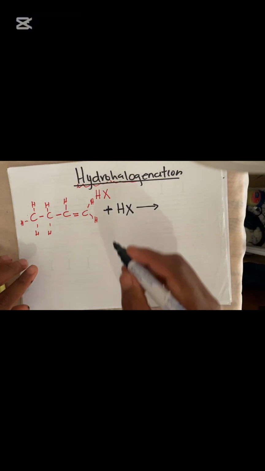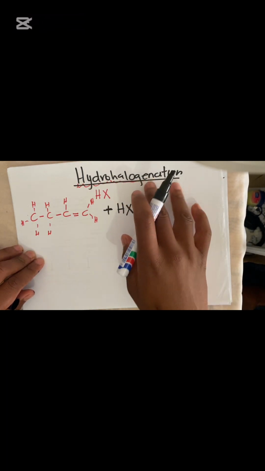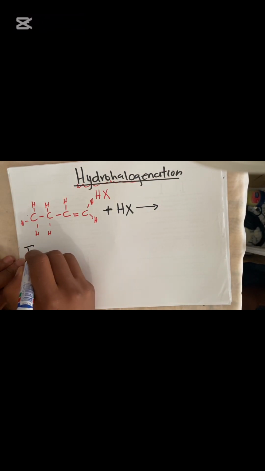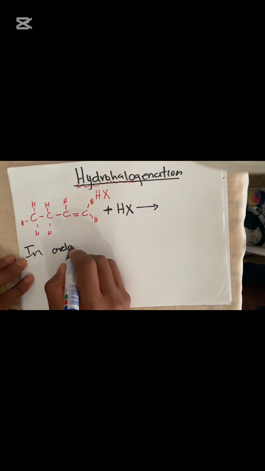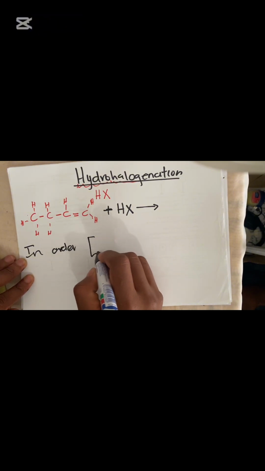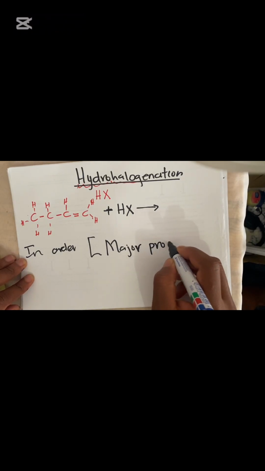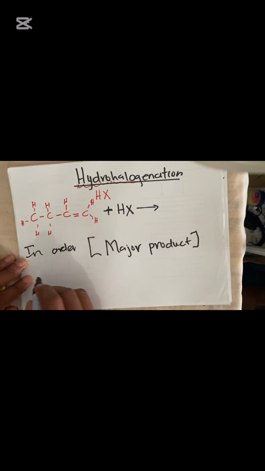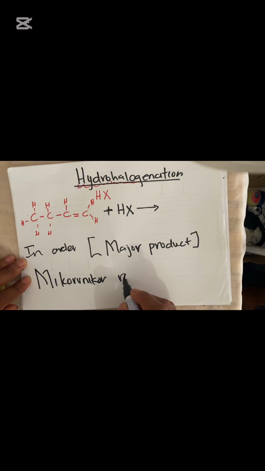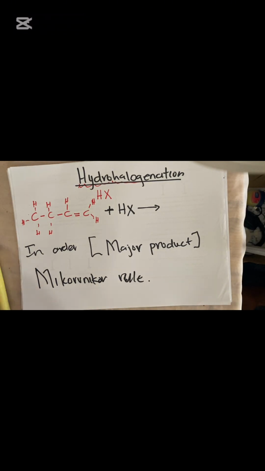Why am I doing this scenario? I'm doing this scenario so that you can understand that in hydrohalogenation, in order to form a major product, we must follow the Markovnikov rule. So what does the Markovnikov rule say?